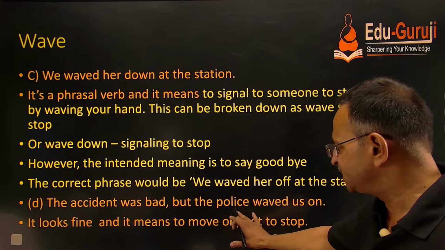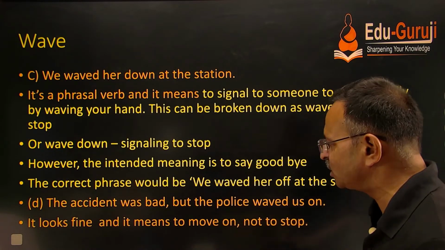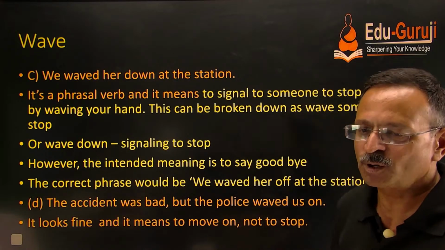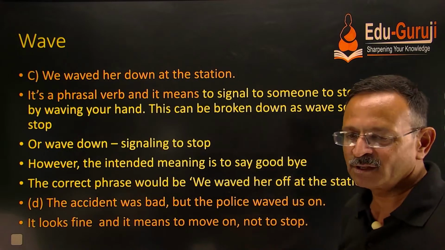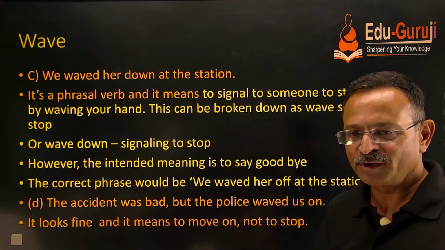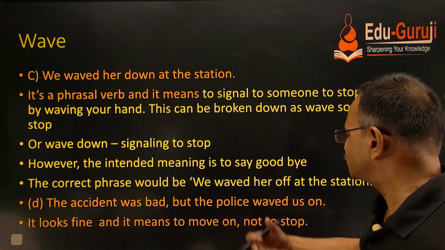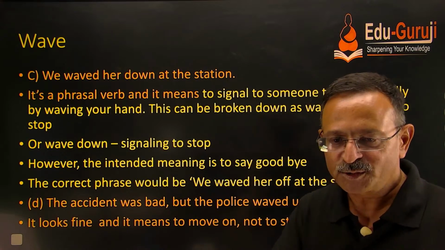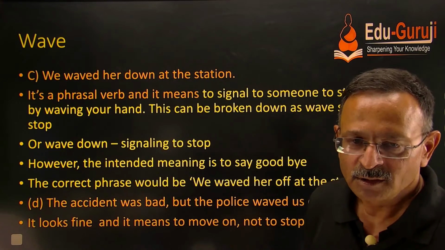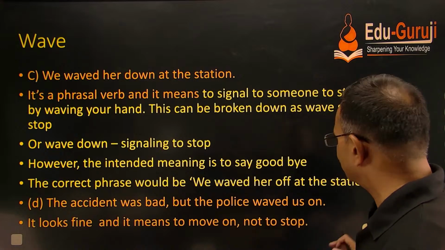Then the last one is D: the accident was bad, but the police waved us on. It looks fine. It means to move on, not to stop. So you can easily make out what we mean by wave down and wave on. Wave down means to stop, and wave on means not to stop, to move on. So I hope it is clear to you. This is how we use wave. Now let's go to the next one.